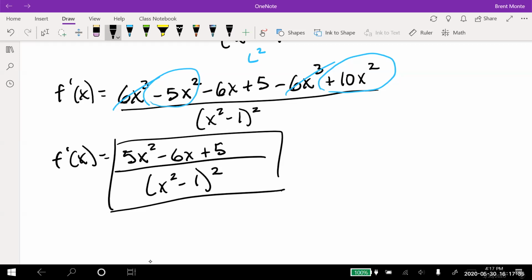We could look to see if the top factors, but I know I can't cancel an x squared minus 1. That's not going to be one of the factors. So whether it factors or not is irrelevant at this point. That's as simplified as it can get. Factoring, not reducing, doesn't make it simpler. And some instructors will even say, no, I don't want things factored out if I'm not setting it equal to 0 and solving. So that's my quotient rule.